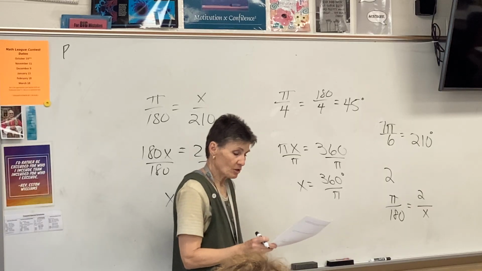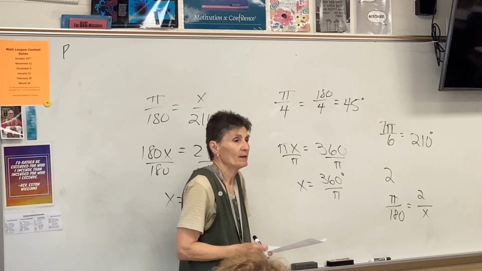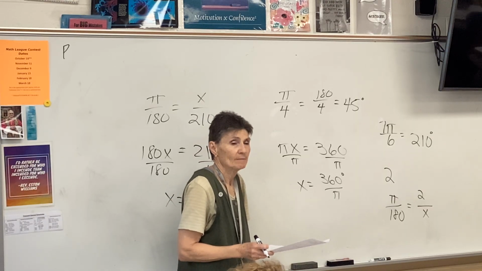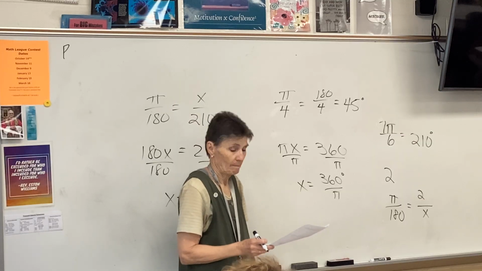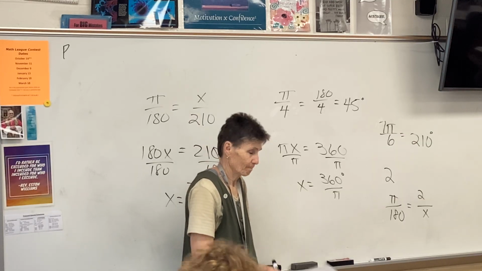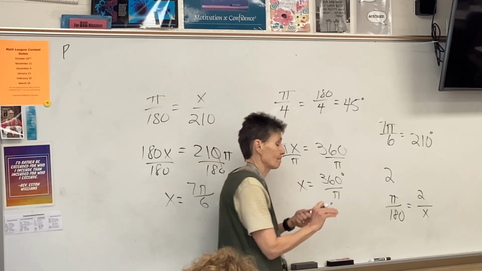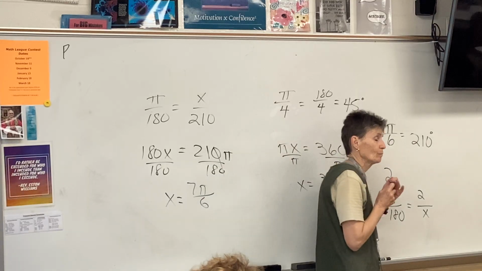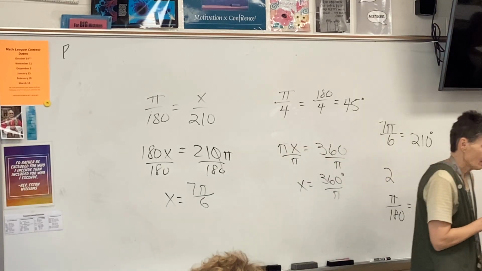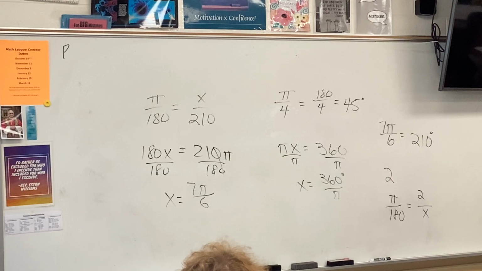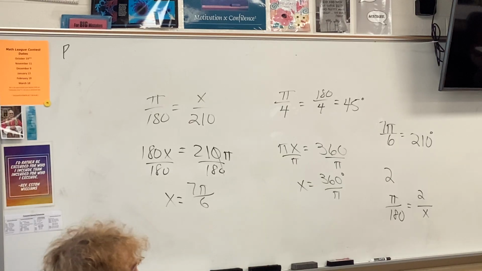And then F is so easy. How many degrees is pi radians? 180. Yeah, that one's just 180.